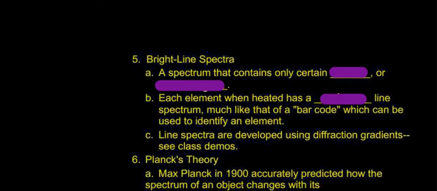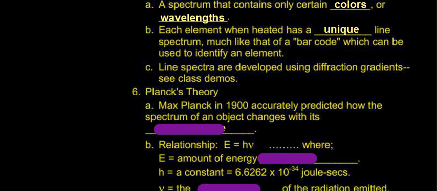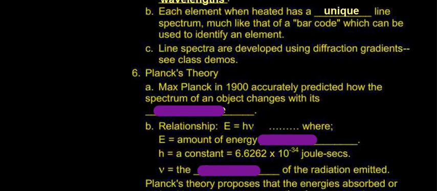Which leads us to the bright line spectra. Okay, a bright line spectra that we've already looked at in class is a spectrum that contains only certain colors or wavelengths of light. Now, each element, when heated, has a unique line spectrum that's like a barcode for that particular element. And line spectra are developed using diffraction gratings, and we did those in class.